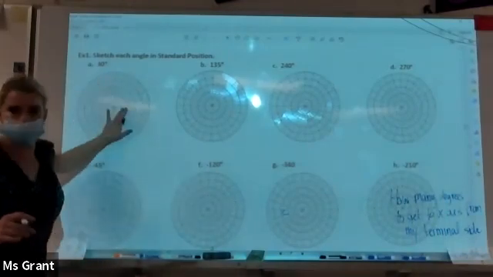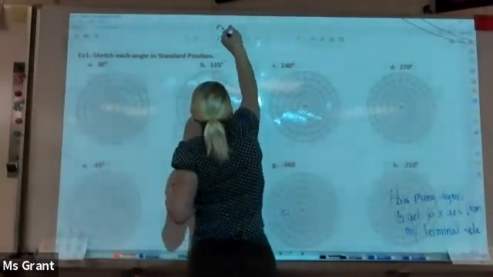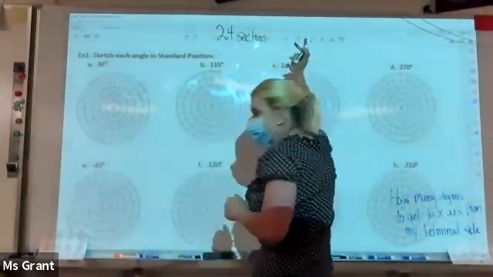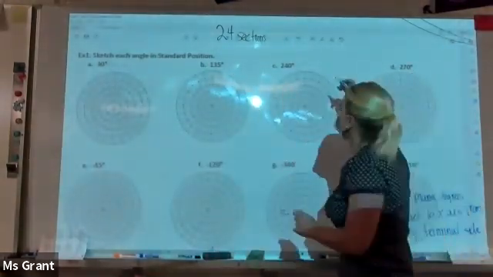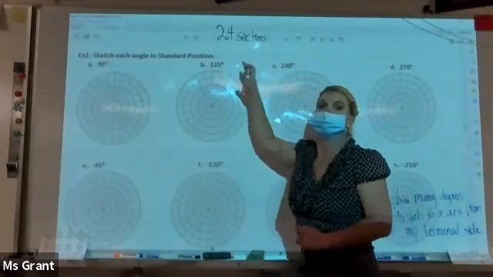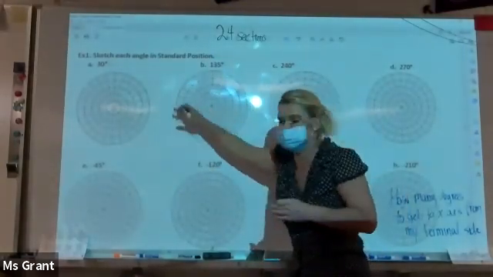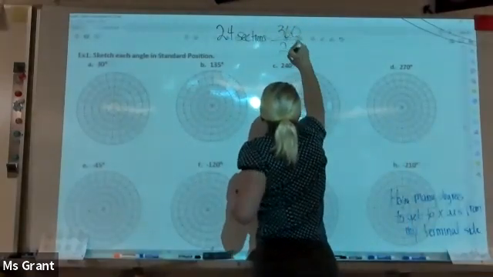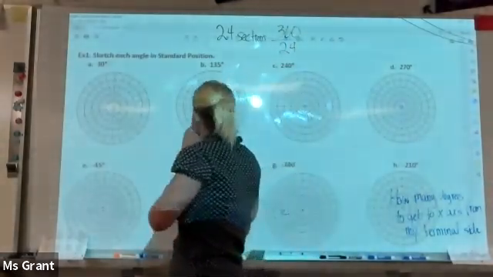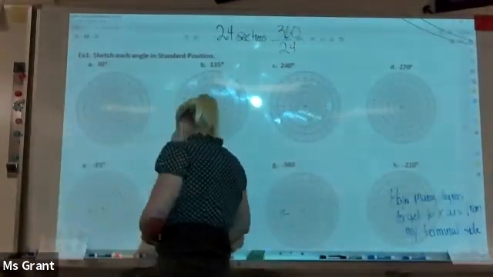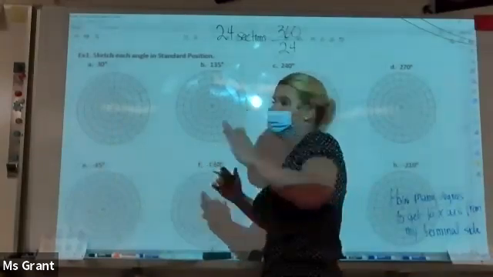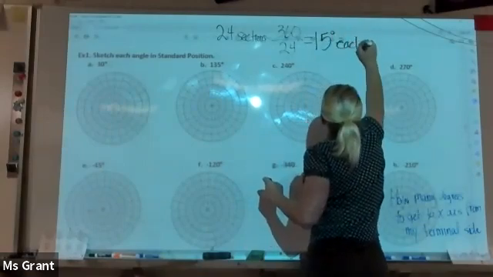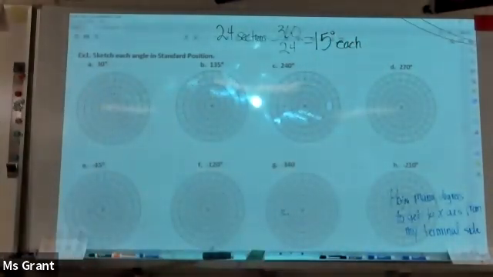Some info that you need for this: in this circle that I'm giving you, there are 24 sections. Which means if there's 360 degrees in a circle, notice how I'm going counterclockwise, because that's the way we're going to measure our angles. 360 divided by 24 means each section is 15 degrees each.